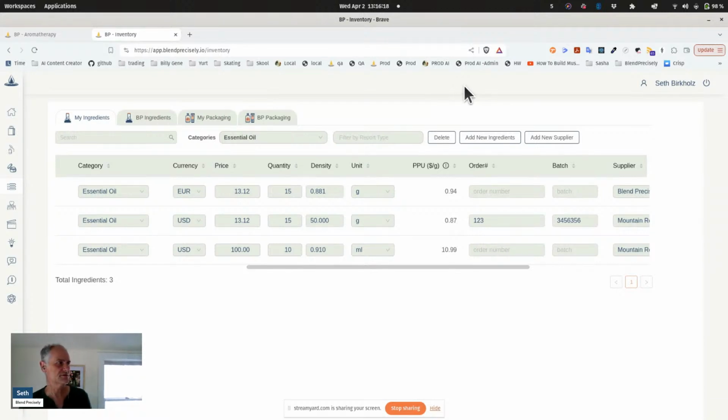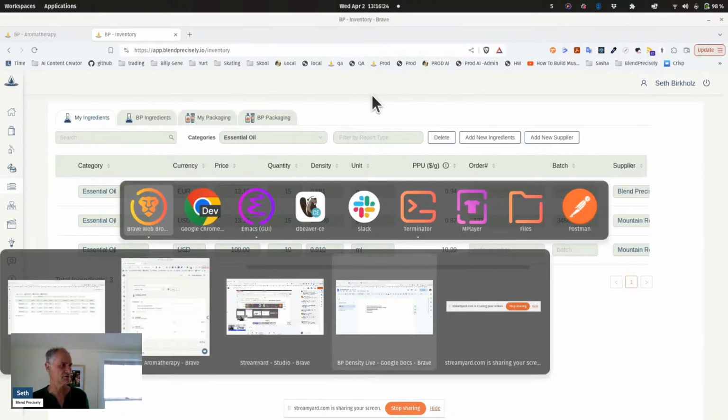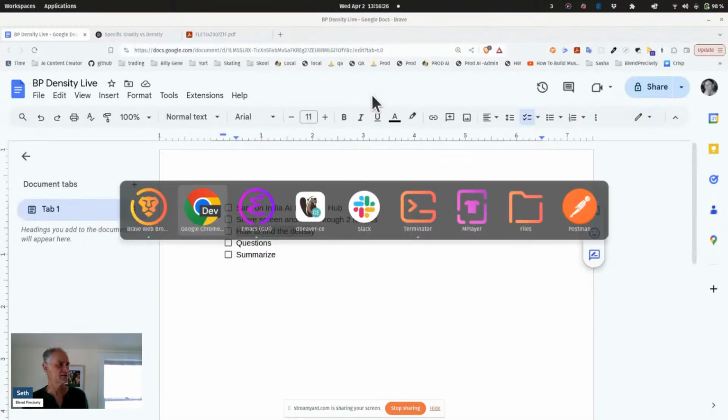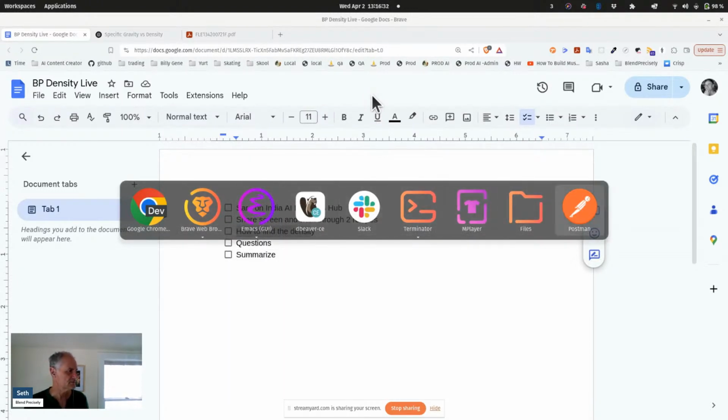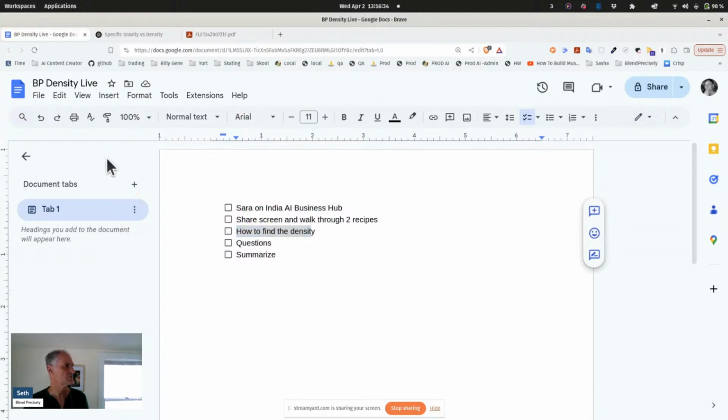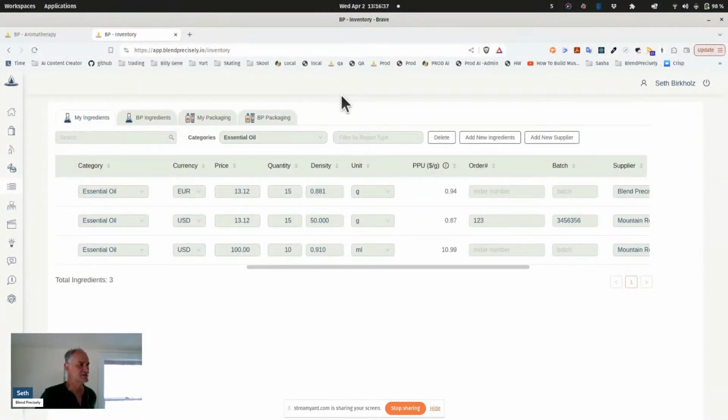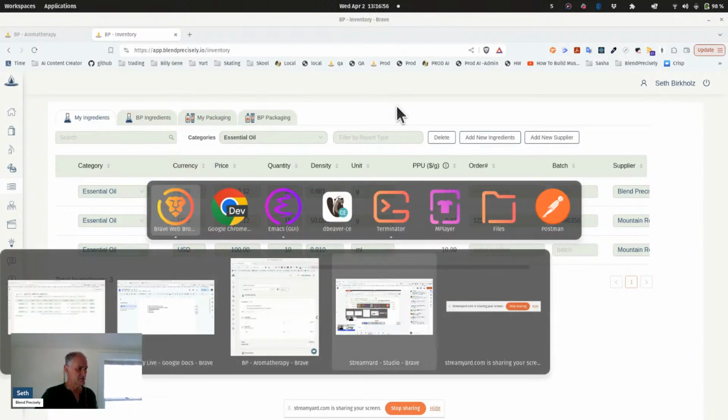One of the reasons that you're seeing this, if you're used to other programs, is that Blend Precisely combines cost information where other programs typically do not. So once you put a dollar amount in there, it becomes even more critical if you're in business and you're trying to make money. So that's pretty much it. Okay.